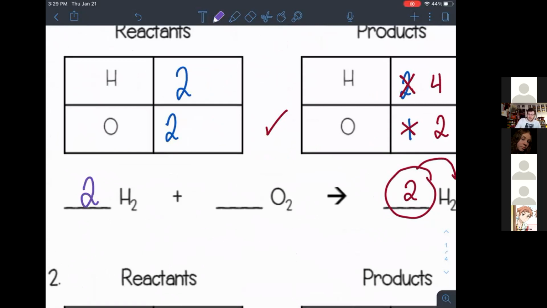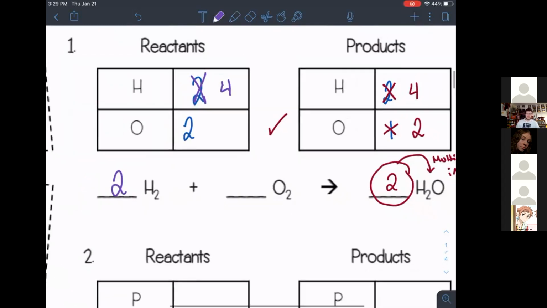And so now this number changes to how many hydrogen atoms? 4. Wonderful. Now do my hydrogens still match? Yes, they match. Do my oxygens still match? Yes. Perfect. So now we have a balanced chemical equation.